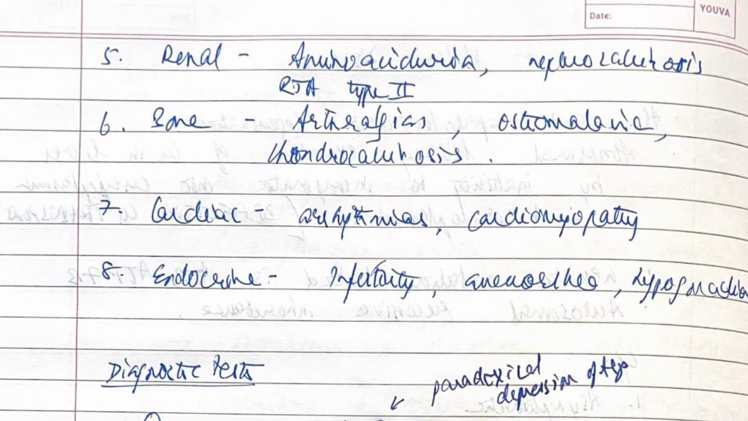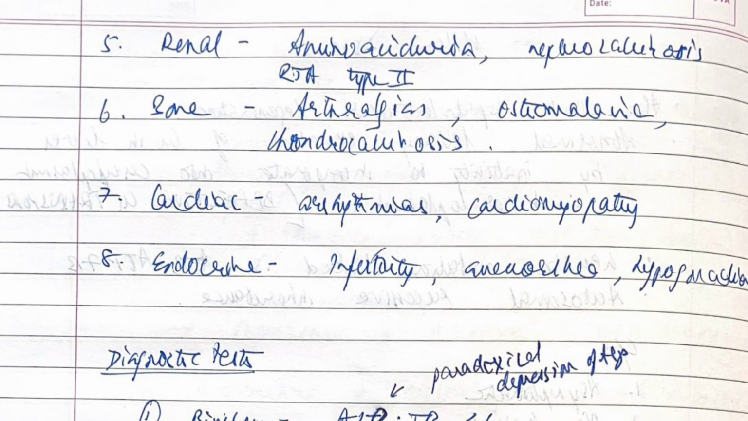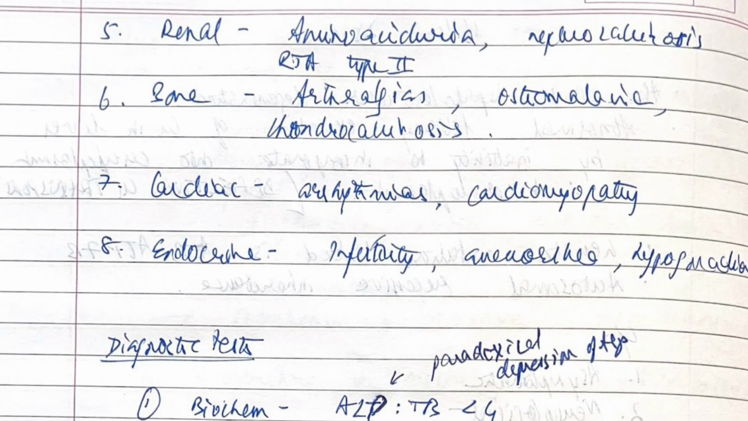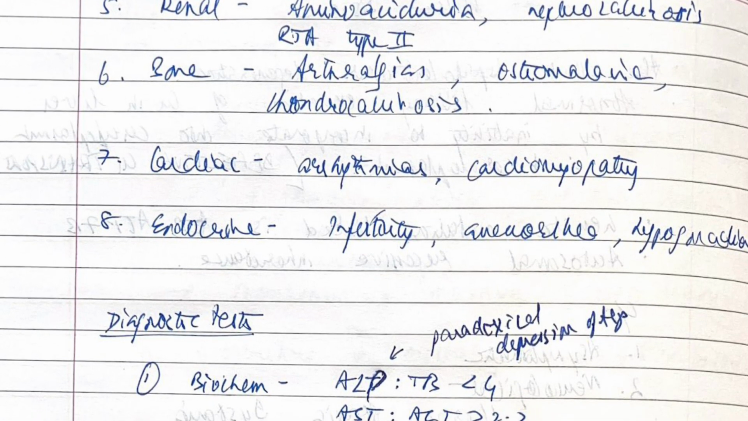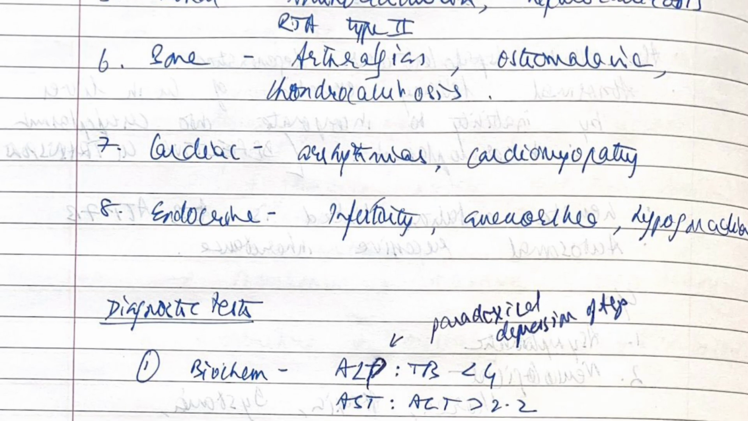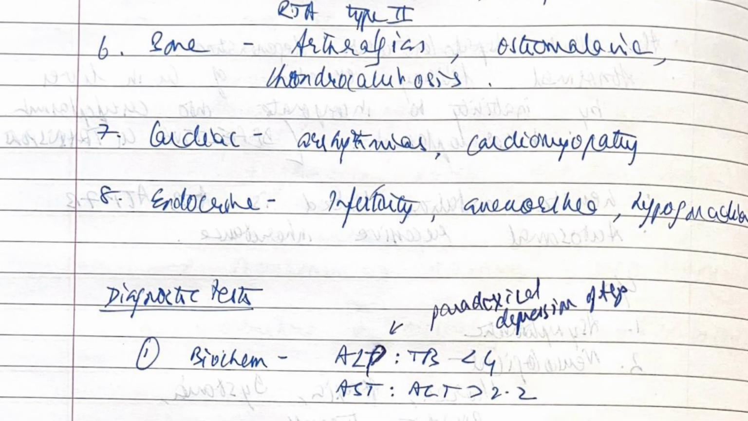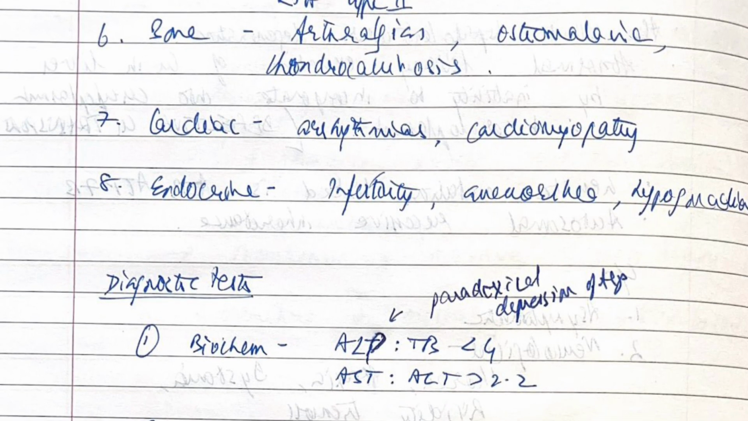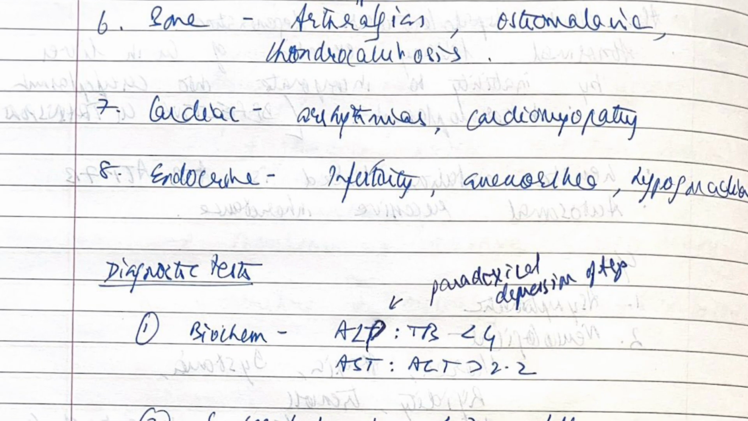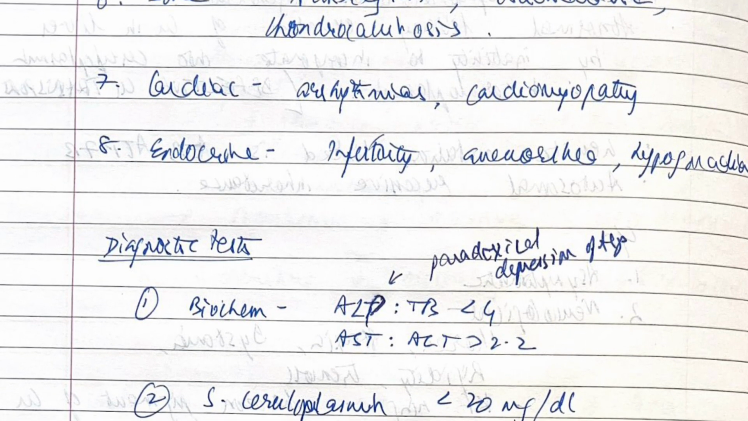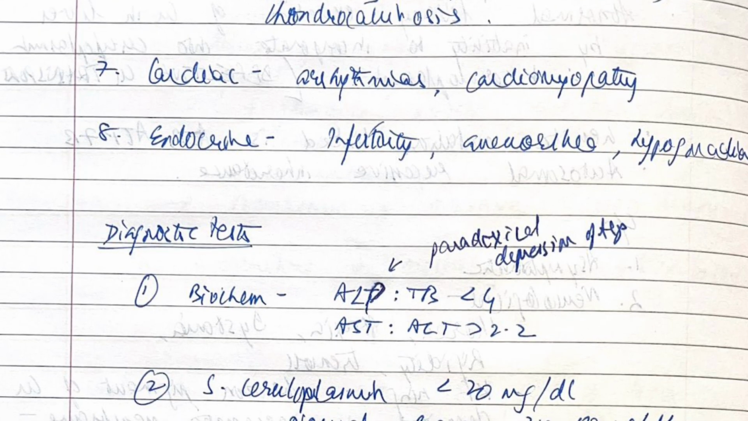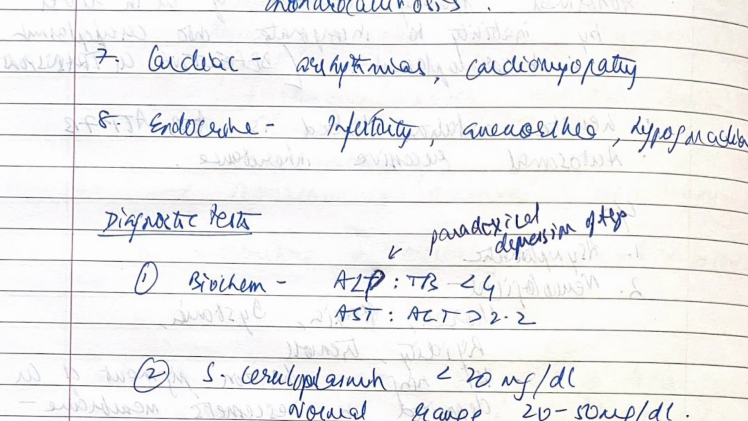Renal involvement includes aminoaciduria, nephrocalcinosis, and type 2 renal tubular acidosis. Bone involvement: there could be arthralgias, osteomalacia, and chondrocalcinosis. Cardiac involvement includes arrhythmias and cardiomyopathy. Endocrine involvement includes infertility, amenorrhea, hypogonadism.